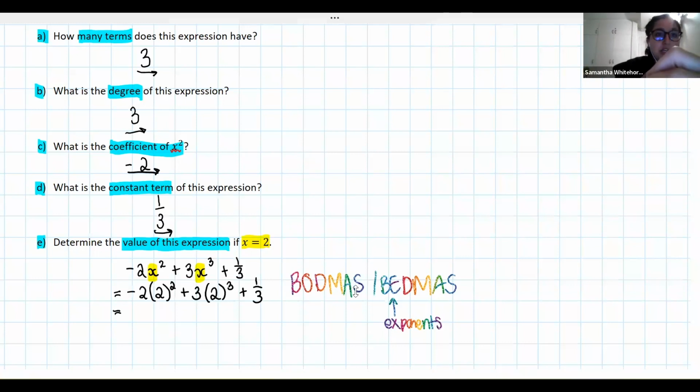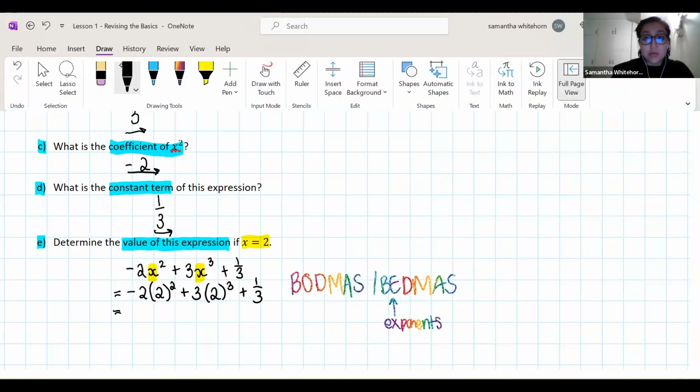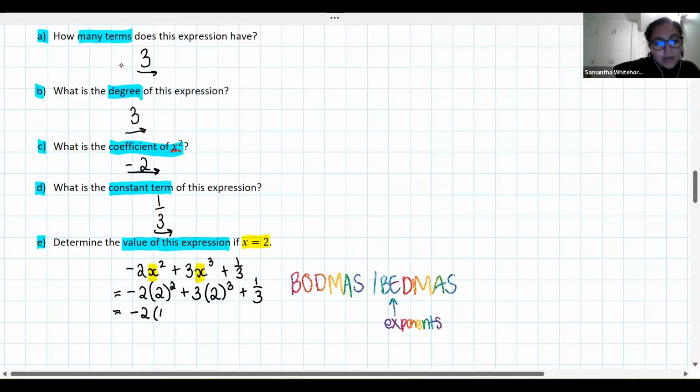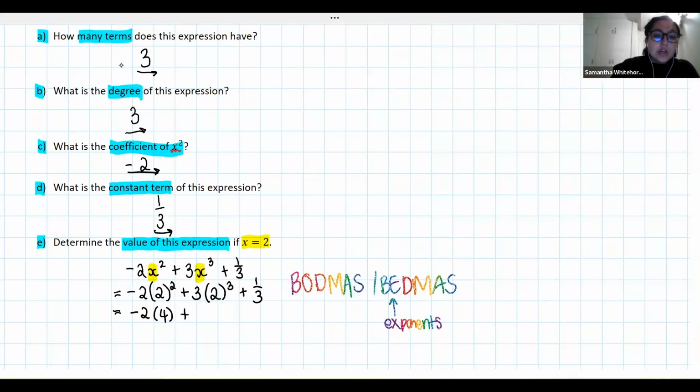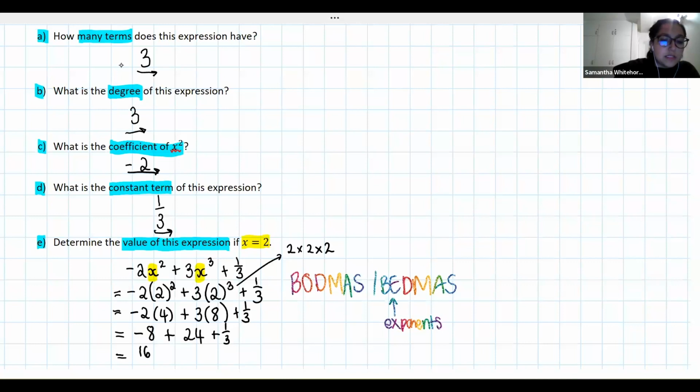So back to my expression, I'm going to deal with those exponents because that's what I need to start with. So leave the coefficient -2. 2 squared is 4. And remember, a coefficient is multiplication. 3 times 2 cubed. And remember, guys, 2 cubed is 2 times 2 times 2. So that is 3 times 8 plus a third. -2 times +4 is -8 plus 3 times 8 is 24 plus a third. -8 plus 24 is 16.